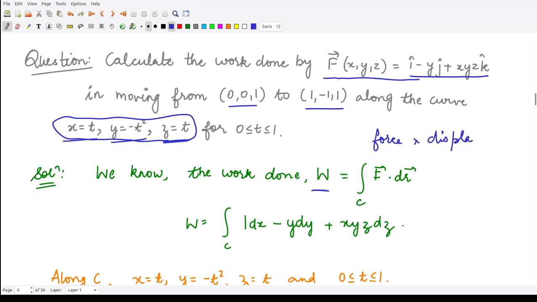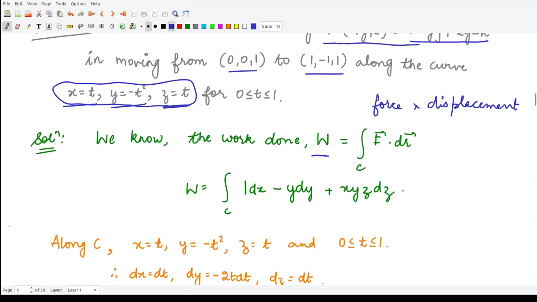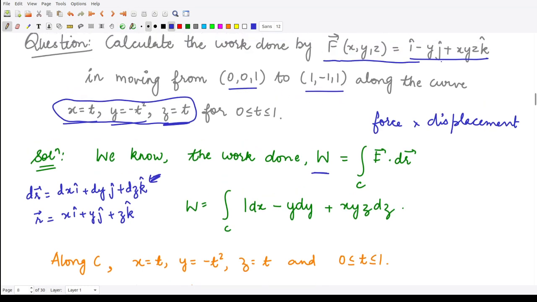Here we are given vector F, but we are not given vector dr. So what would vector dr be? Vector dr is given by dx i cap plus dy j cap plus dz k cap. This is obtained when you differentiate the vector r, which is x i cap plus y j cap plus z k cap. You are given this vector F in the question, so you can calculate the dot product of these two vectors, which gives this quantity.